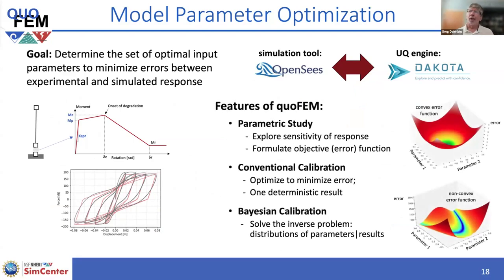So the features of quoFEM in this particular study: we could do a parametric study. Probably the first thing one wants to do in a calibration is just explore the sensitivity of the response to variations in the parameters. We could then do a conventional calibration. This is one that's deterministic, using a gradient search method to optimize those parameters, and then a Bayesian calibration.